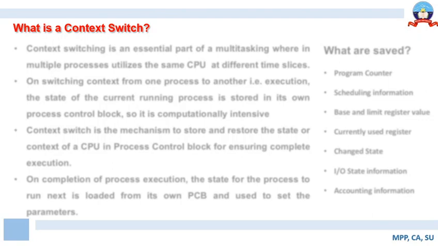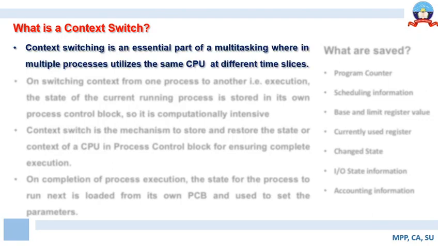So context switching allows for switching from one process to another process during the course of execution of processes using an operating system. Context switching is an essential part of multitasking wherein multiple processes utilize the same CPU at different time slices. At different points in time, different processes will utilize the CPU in order to perform their desired operations with the help of context switching.